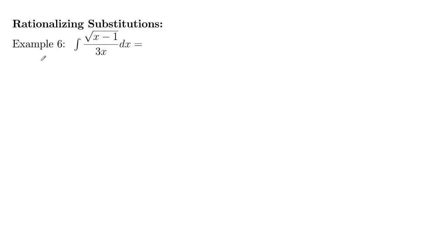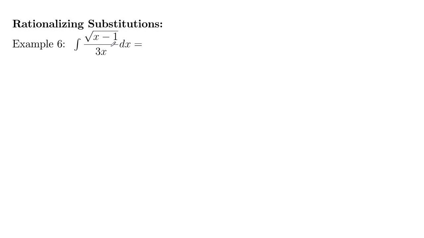Now, one type of substitution called a rationalizing substitution many times will result in partial fractions. So we also want to consider these substitutions in this section. So here we want to integrate square root x minus 1 over 3x dx.